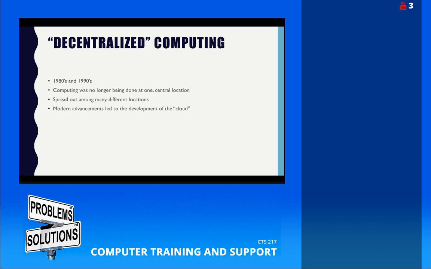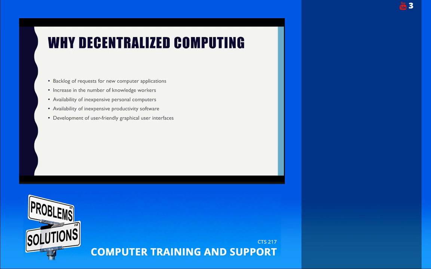So with more and more devices being used by more and more people at the same time, we need more and more people to support these people with these devices. So this is what made decentralized computing an easy decision.